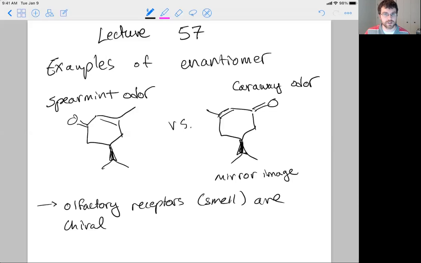So these two molecules are enantiomers. They have the exact same melting point and boiling point. Many properties are the same, but the interaction with other chiral objects is going to be different, where one, in the case of olfactory receptors, is going to send a signal to our brain that reminds us of the smell of caraway, whereas the other one is going to send a signal to our brain which is spearmint.